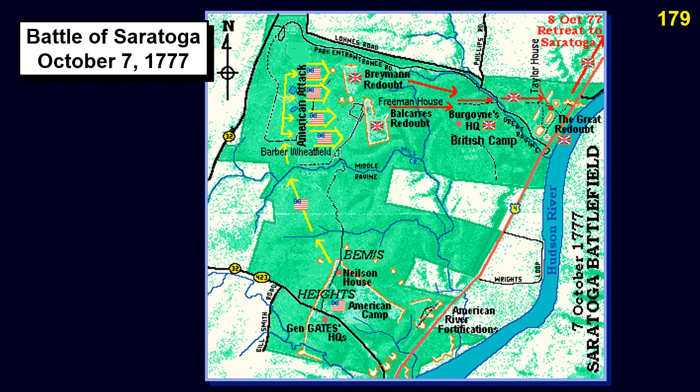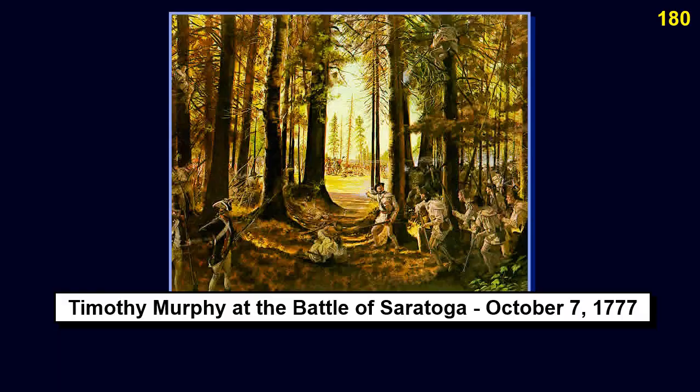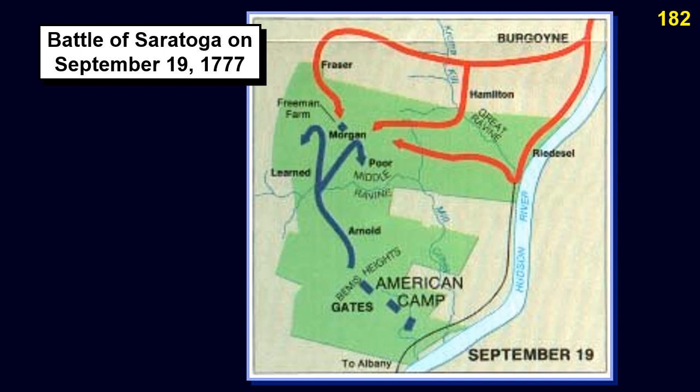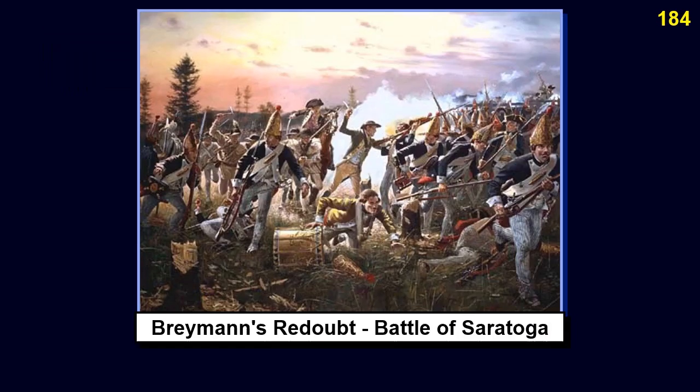This is the map of the Battle of Saratoga on October 7, 1777. This is Timothy Murphy at the Battle of Saratoga, October 7, 1777. This is the plan of the Battle of Saratoga. This is the map of the Battle of Saratoga on September 19, 1777. This is the map of the Battle of Saratoga on October 7, 1777. This is Breymann's redoubt at the Battle of Saratoga.